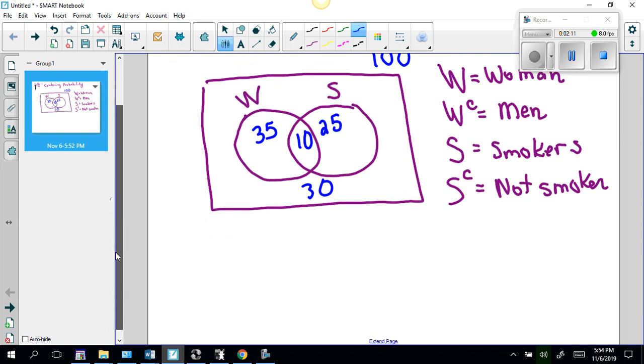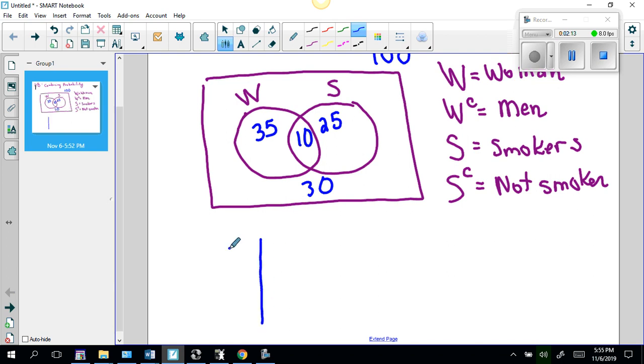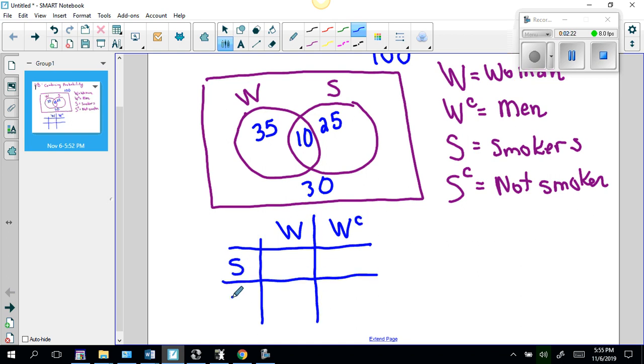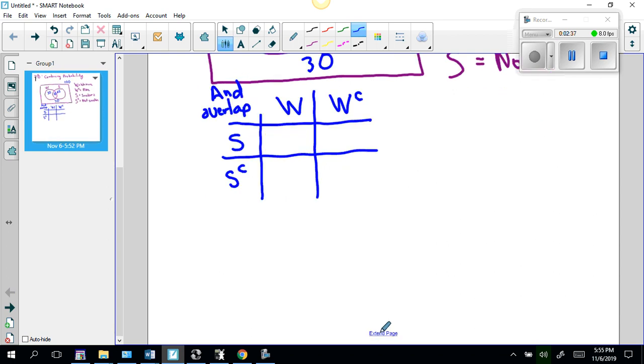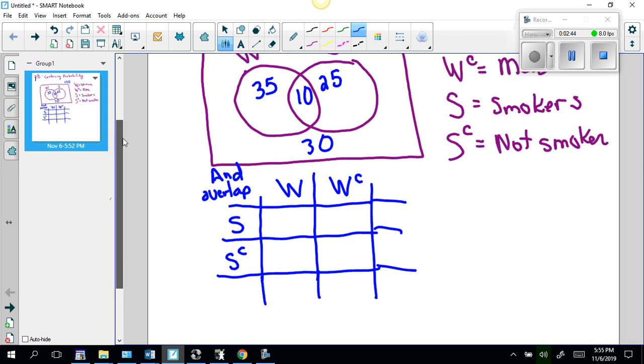Now, I have run across this in real life, not math life. This is quite common. So we got women and we have not women. We got smokers and we have not smokers. And this is my overlap area, my AND area. So this is smokers and women. Ooh, and I always go like extra columns because this is so cool. So these are my 4 zones.